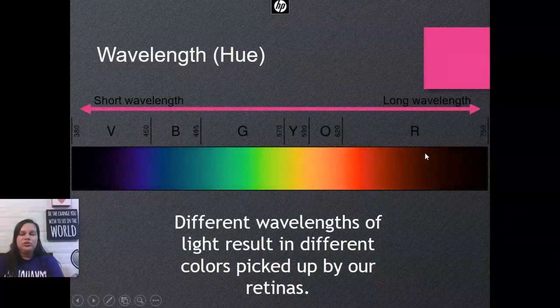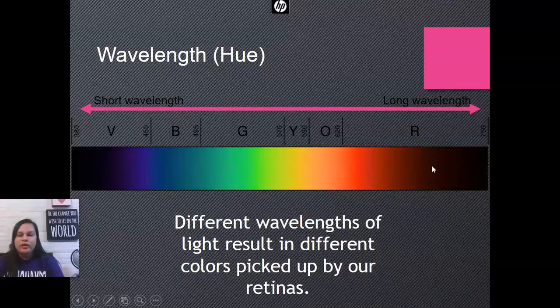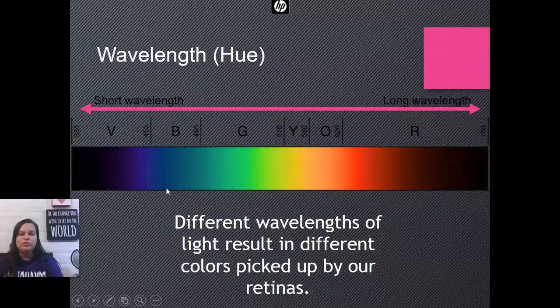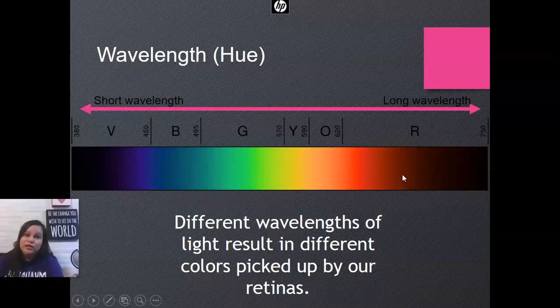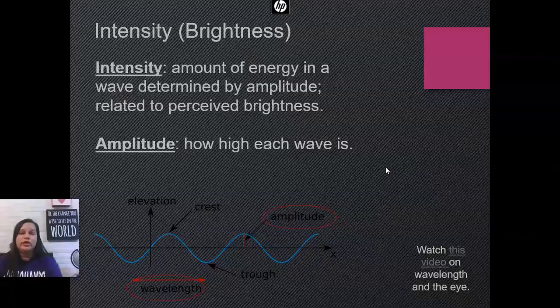Here, looking at it on a scale, those reddish and darker colors are on this end, and then the bluish to darker on the short end. I would say you do not need to memorize where these colors are within their wavelengths. Just know that wavelength is what determines hue or color.